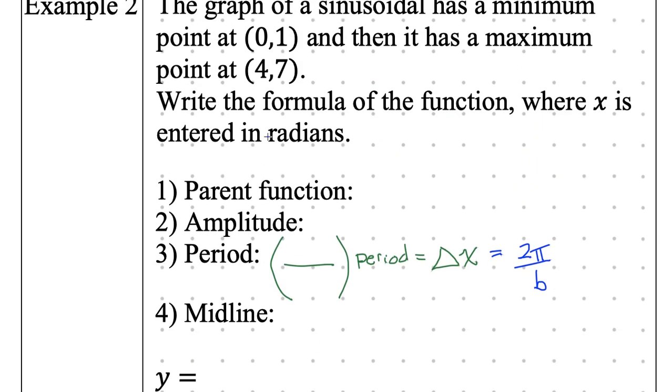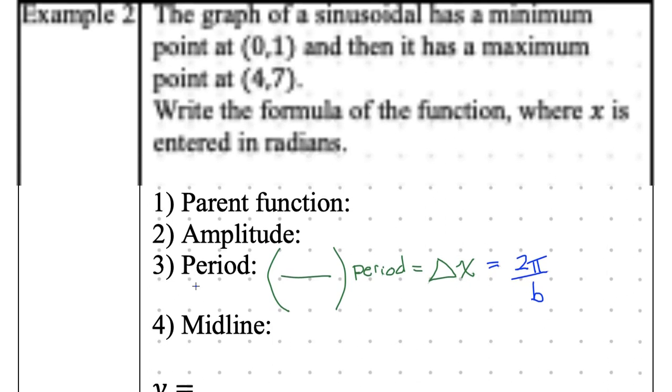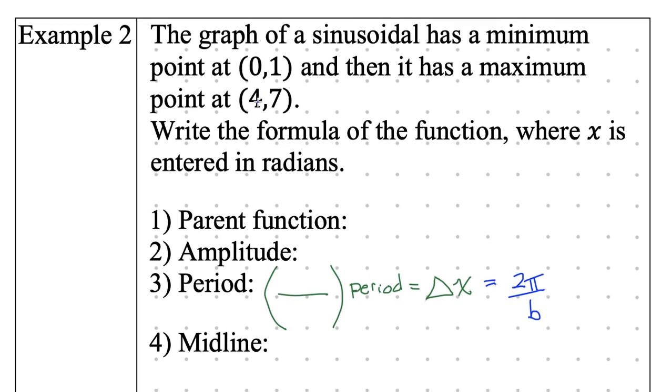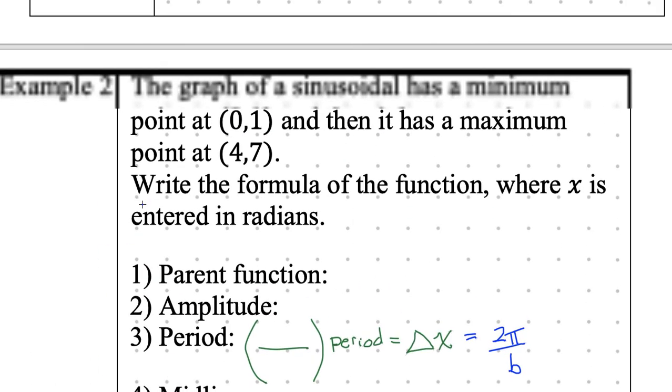And I'm going to label these points 0, 1 and 4, 7. So this was the point 4, 7, and this is the point 0, 1. Again, they should always be giving you a y-intercept. That will help you determine what type of parent function you have. All right, and I'm also going to label what these things are. 0, 1 is a minimum. I will label that minimum. And 4, 7, that is its maximum.